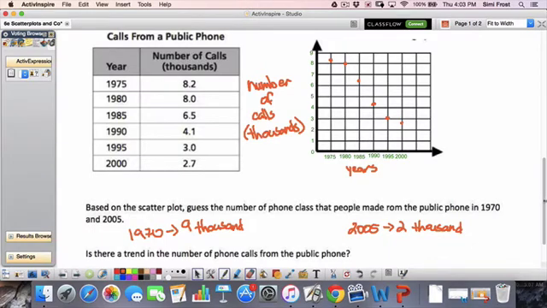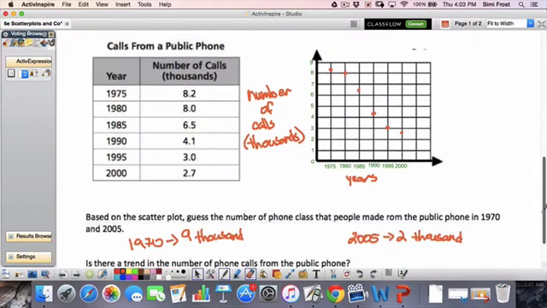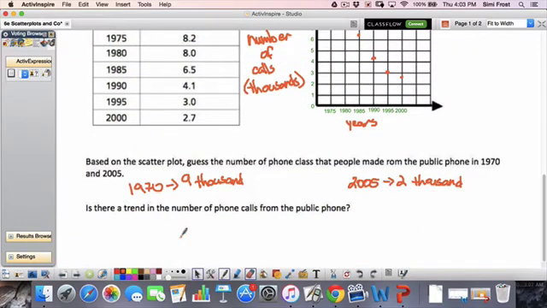And then is there a trend? Are we seeing something happening as the years pass? Well, there is a trend. We're seeing that the number of phone calls goes down as the years go up. So less phone calls as the years increase.